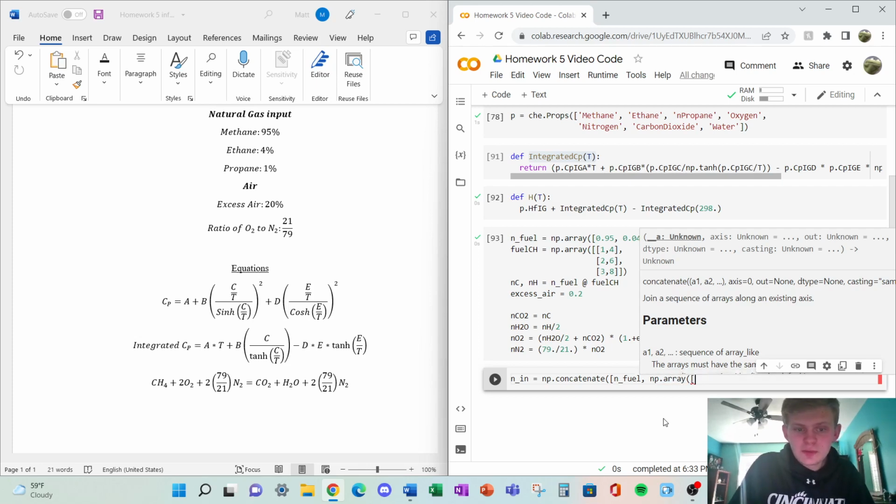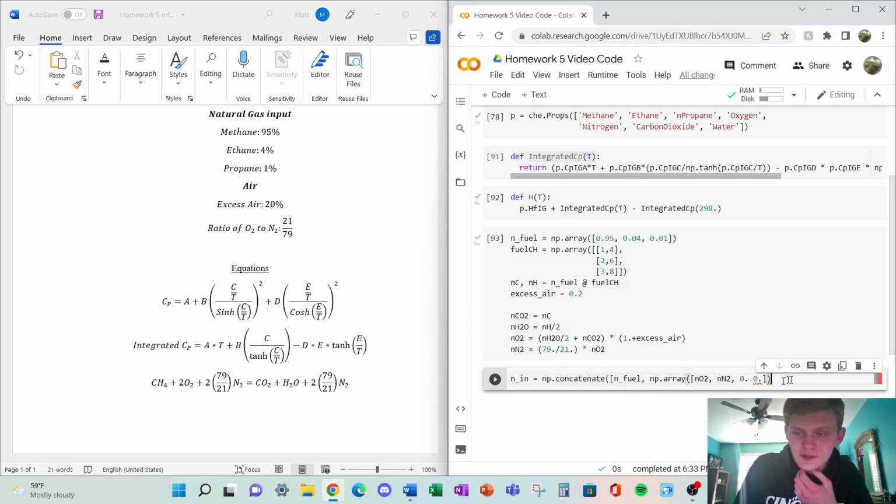The two things we want represented now, since we have what's going in our left side of the equation, we have our fuel, which is being represented here. And then we want our number of moles of oxygen and our number of moles of nitrogen. And then what we need now is 2 zeros, because the last two things being represented here are our CO2 and our H2O, our carbon dioxide and our water, and we want zeros for those.